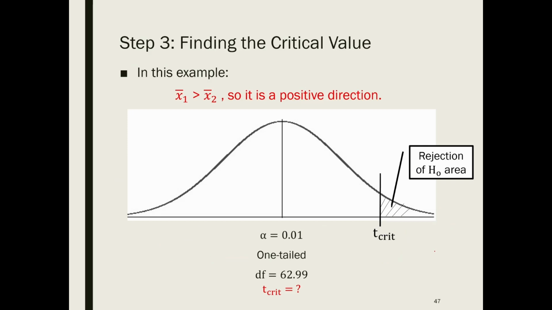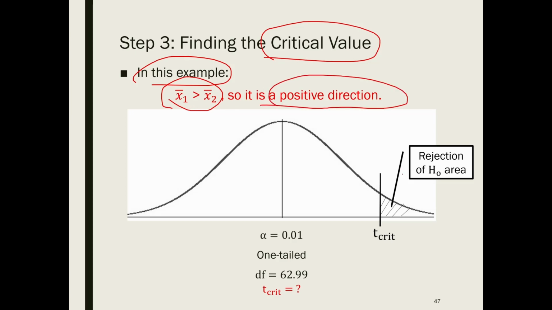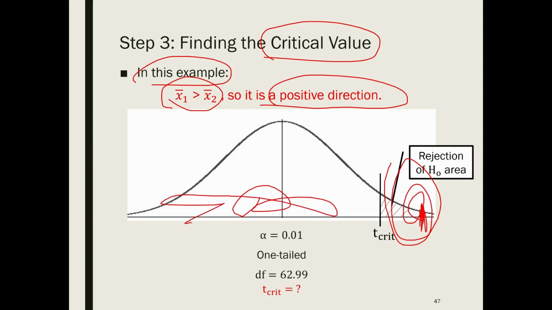Okay, now we need to find the critical value. Again, in this example, we assume there is a direction, and because the direction is x1 bar larger than x2 bar, we use a positive direction, right? Positive direction is somewhere here. So if the t obtained is here, then we are going to reject the null. And if the t obtained is in the middle or somewhere left, we are going to accept the null.